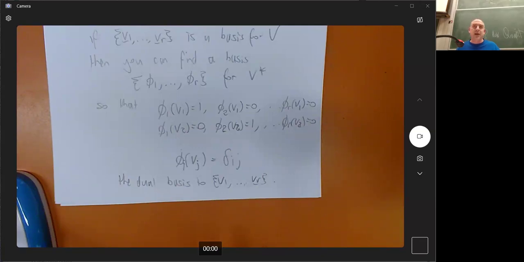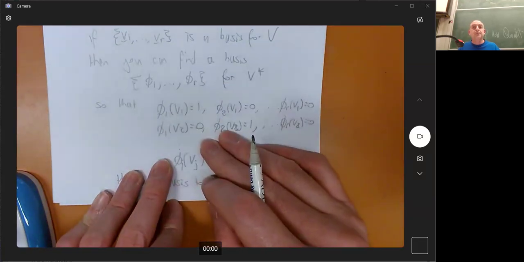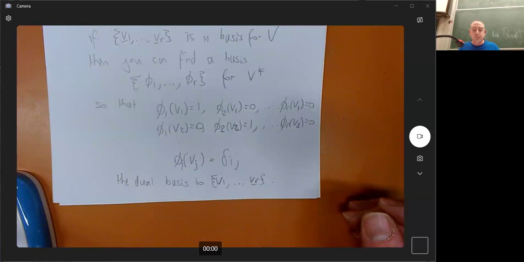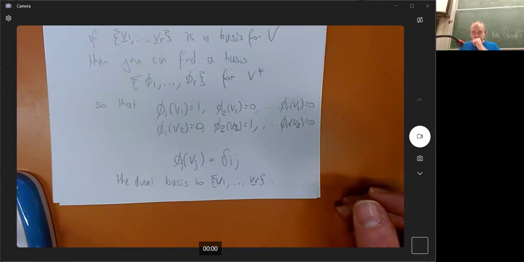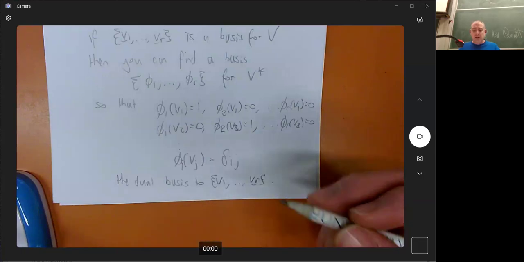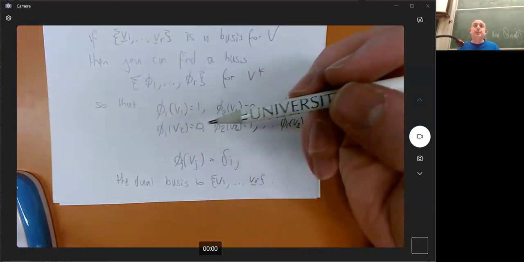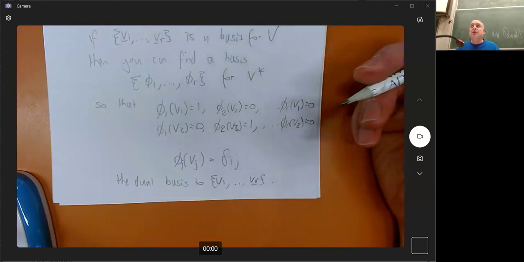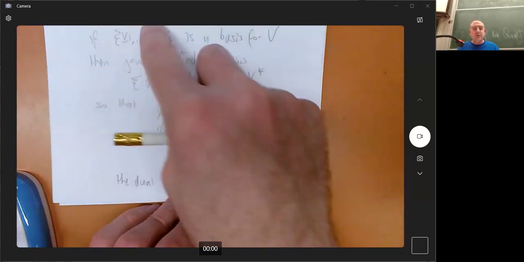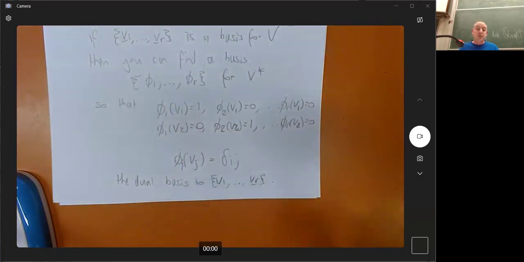And conversely, if you had a basis for V star, then you could find a matching basis in V that did this same trick. That would be okay too. That's the theorem. And therefore they're isomorphic because their isomorphism turns V1 into phi1 and V2 into phi2. And then it turns some linear combination of these into the matching linear combination of these because of how linear transformations work. How do you feel about that?